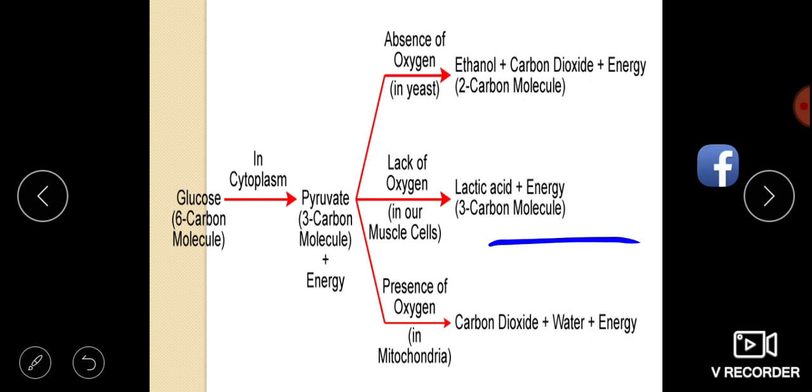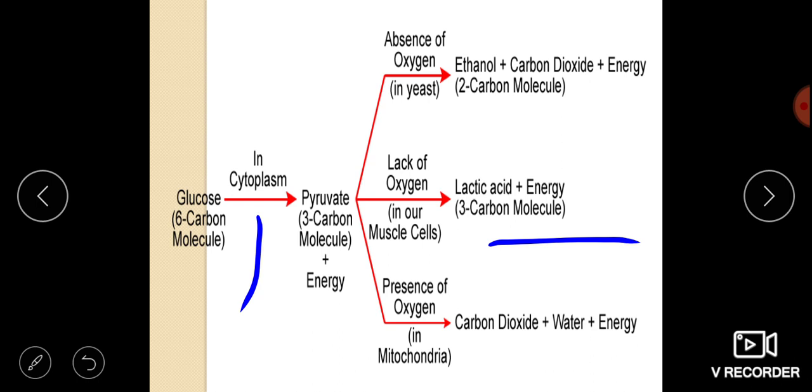A very important thing to notice, please: in the body cells, the glucose has to be converted into pyruvate first before it makes its entry into the mitochondria. Glucose is a 6-carbon molecule, and when it breaks, it converts into 2 molecules of pyruvate, which are 3-carbon compounds. This breaking down of glucose into pyruvate occurs in the cytoplasm, and this process is known as glycolysis.